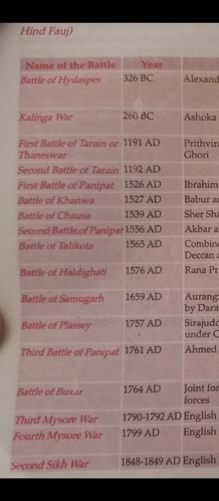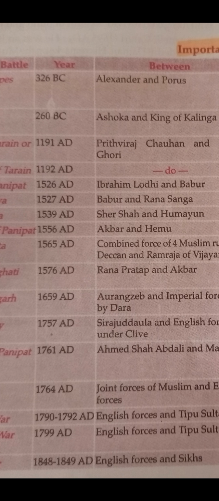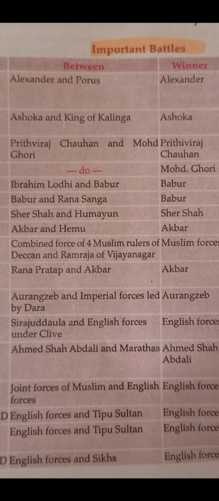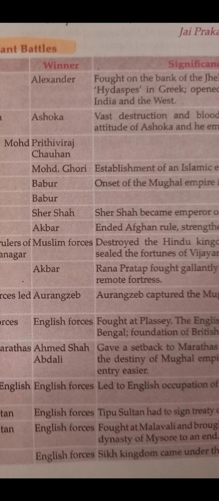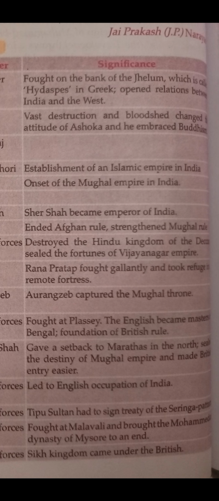Now, the Battle of Talikot took place in 65. Combined force of four Muslim rulers of Deccan against Ram Raja of Vijayanagar. Muslim forces won the battle, destroyed the Hindu kingdom of the Deccan, and sealed the fortunes of the Vijayanagar Empire.